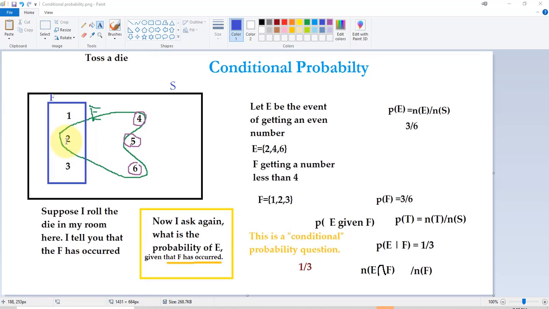So that's 1 over 3. And so that is the answer to the probability of E given F. That is, what is the probability of E given that F has occurred? It's 1/3. And this is how we got that answer.